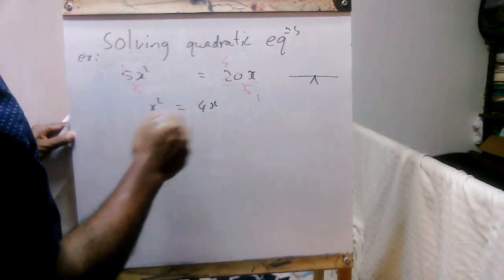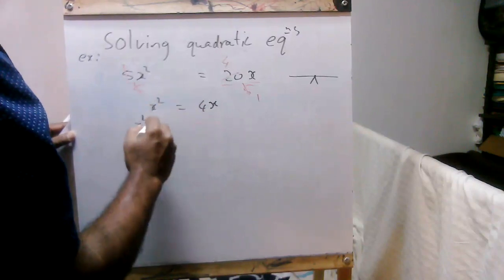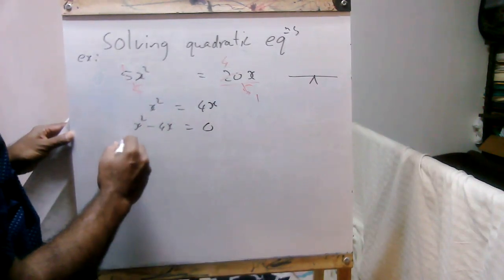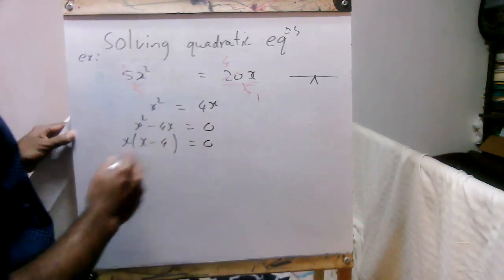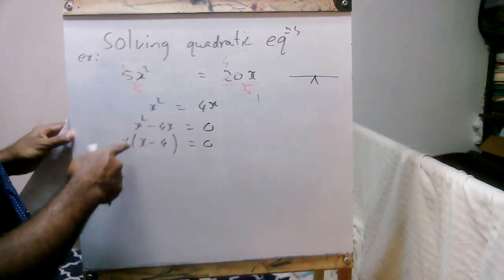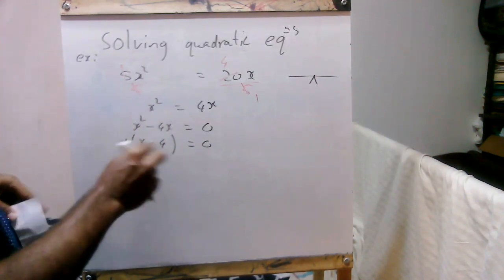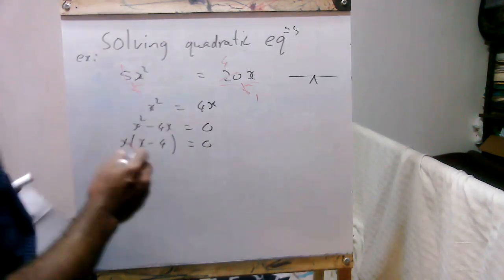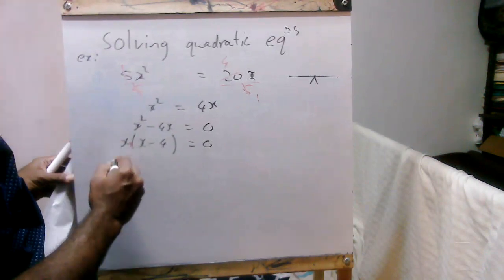Then we move this 4x to the left. x squared minus 4x equal to 0. Take x as a common factor. We get x times (x minus 4) equal to 0. Now we use the zero product rule. That means we are multiplying two things. If the product of two things is equal to 0, we use the zero product rule, which means each term is equal to 0.